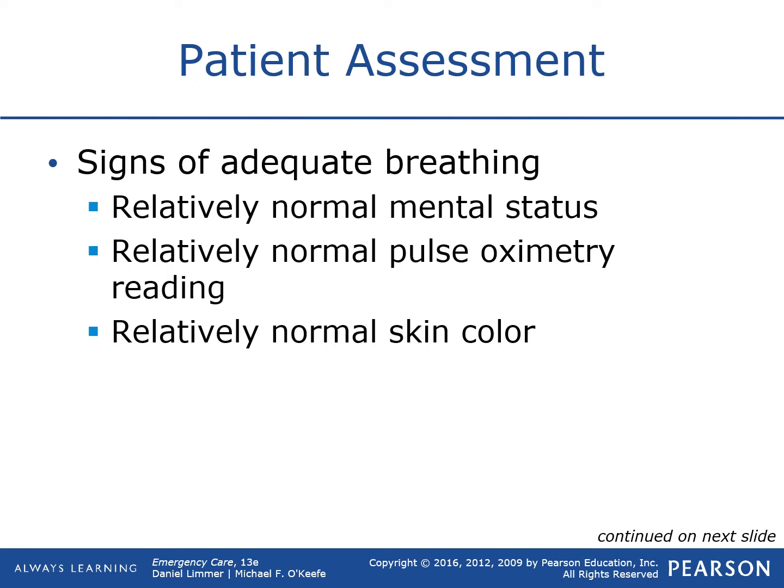So we want relatively normal pulse oximetry readings. Sorry for that little tangent. And again, relatively normal would be 92% and above. And then we're looking for a relatively normal skin color. So we want skin to be slightly pink because that means that blood is flowing near the skin, which is what a healthy person does.